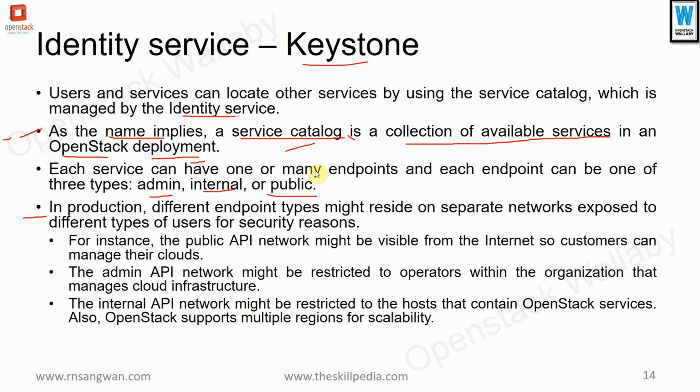In production, different endpoint types might reside on separate networks exposed to different types of users for security reasons. Let's understand what I am trying to convey. For instance, the public API network might be visible from the internet so that customers can manage their clouds. The admin API network might be restricted to operators within the organization that manage the cloud infrastructure. The internal API network might be restricted to the hosts that contain OpenStack services. Also, OpenStack supports multiple regions for scalability.